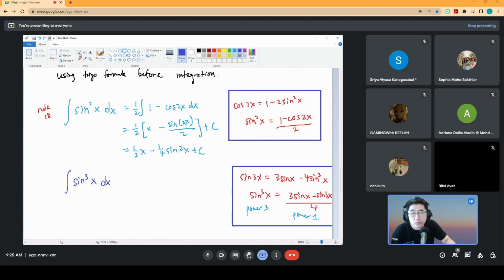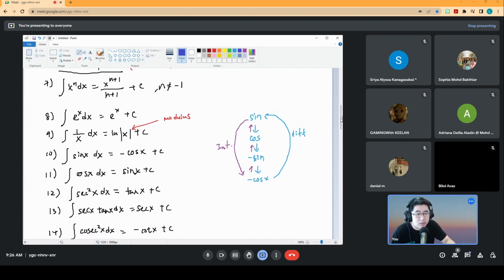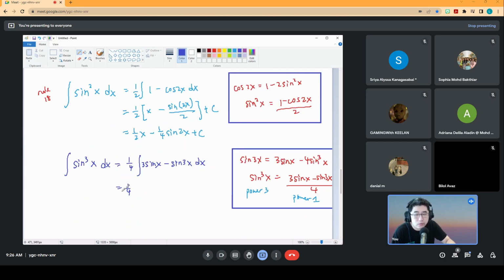Then from here, you will see that this sine cube x integral I can write as 1 over 4 of 3 sine x minus sine 3x dx. So I have 1 over 4. So 3 sine x, back to the rule: this is just a single sine, so 3 serves as a multiple. So I have negative 3 cos x. This one is in the linear form, 3x plus 0, so I have plus cos of 3x over 3 plus c.